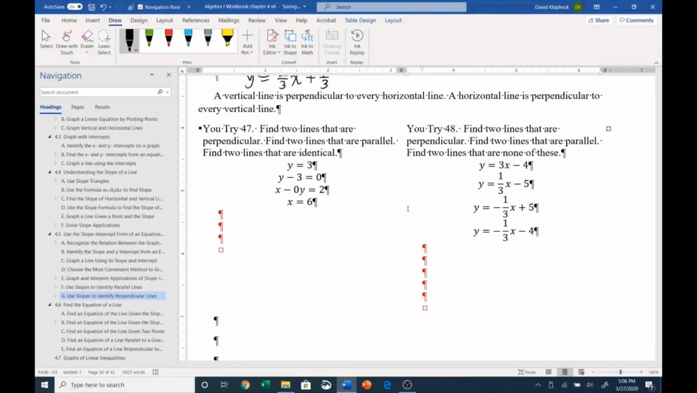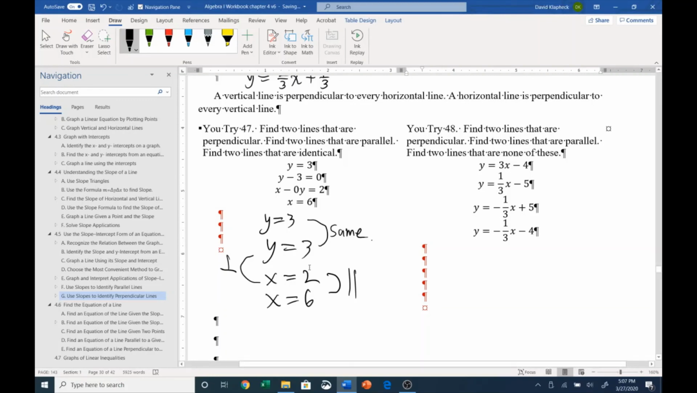Now, any vertical line is perpendicular to any other horizontal line, and every horizontal line is perpendicular to every other vertical line. And you try 47, find two lines that are perpendicular, find two lines that are parallel, and find two lines that are identical. Once we simplify these equations and solve for the variable, we notice that my first two equations are the same. So these are identical lines. The second and third are a pair of perpendicular lines, and my last two lines are parallel to each other.